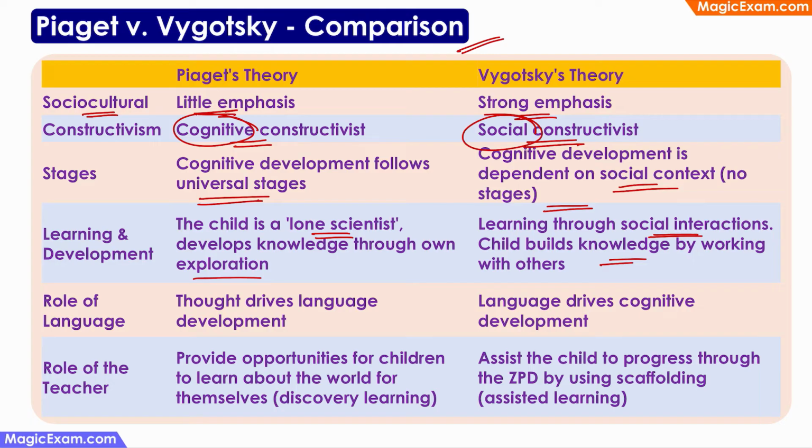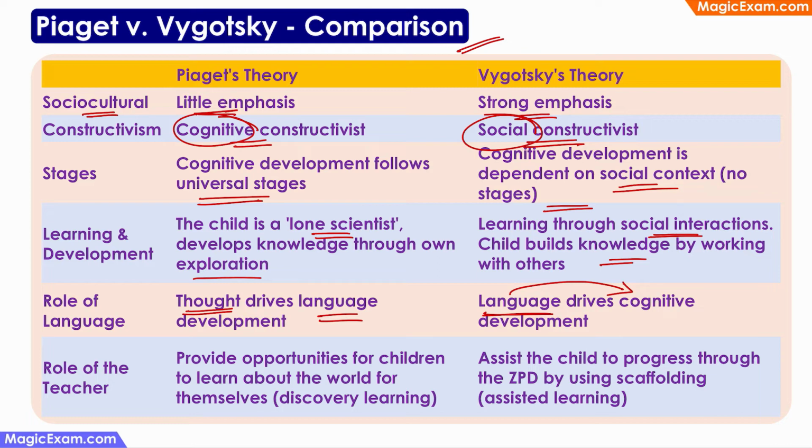And Piaget says that thought, that is cognitive development, drives language. So he says that cognitive development comes first and then language development happens, whereas Vygotsky talks about it the other way around. He says that language is more important because language is the means through which the children are receiving information and also processing information. Therefore, language comes first and it drives cognitive development.